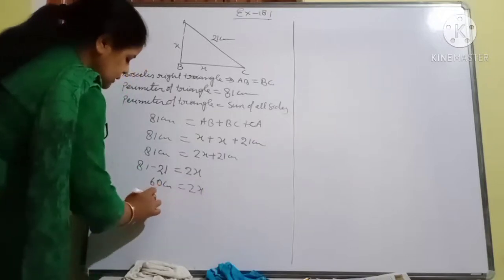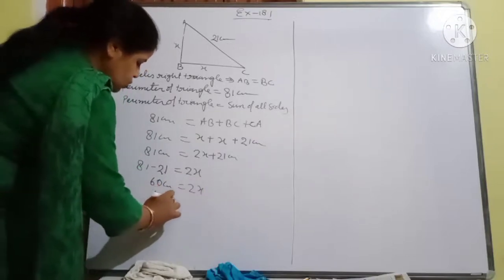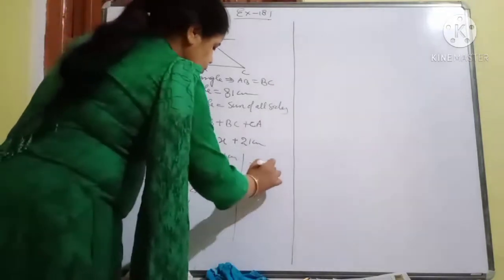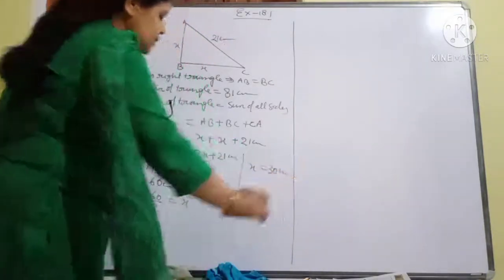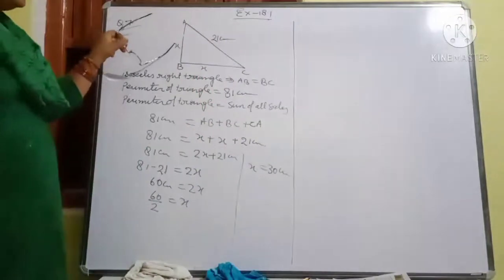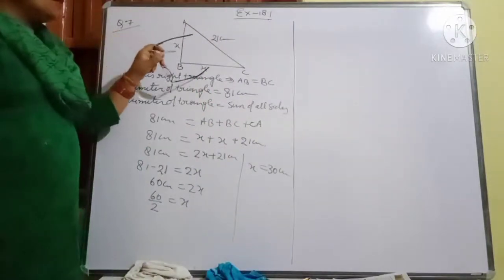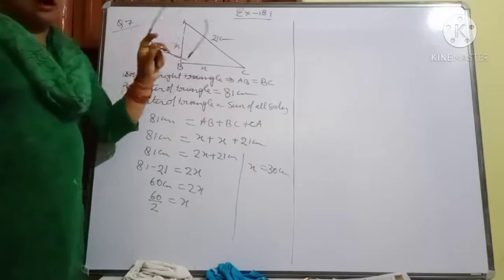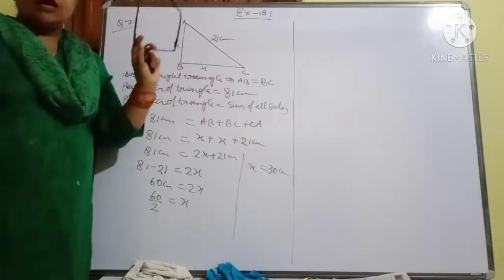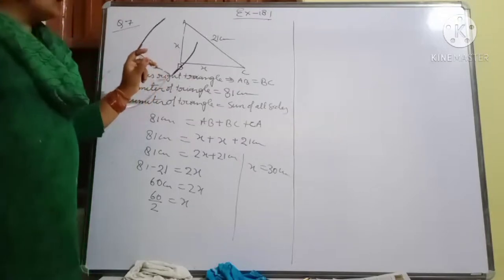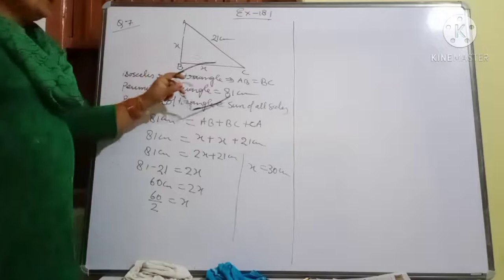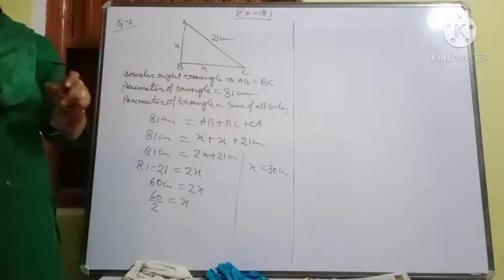So 60 upon 2 is equal to X. So how much will it become? X is equal to 30 centimeters. So this side will also be equal to 30 centimeter. BC will also be equal to 30 centimeter, and AC you have already been given 21 centimeter. If you add them, your perimeter is coming to how much? 81 centimeter, because perimeter is equal to the sum of all sides.